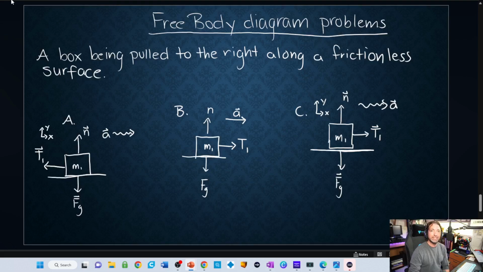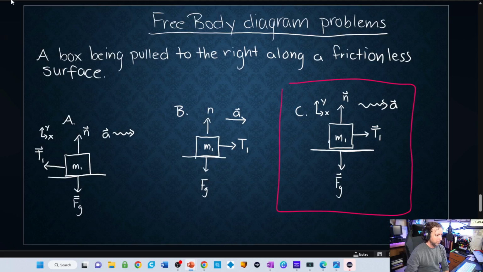Well, I guess the only thing is C, but let's verify it. So we got a T1 vector pointing to the right. We got a squiggly arrow for the acceleration pointing to the right. We got us a well-defined coordinate axes. I like it. Normal force vector up, force of gravity vector down. Awesome. So your answer is C.